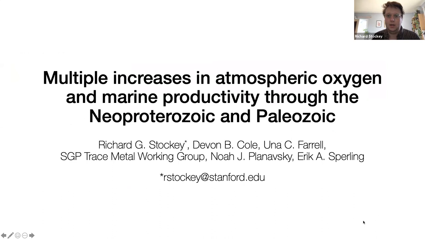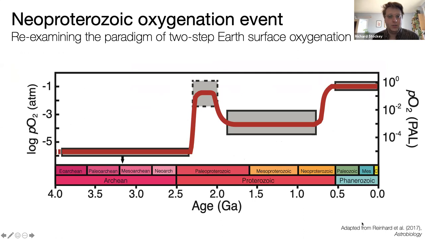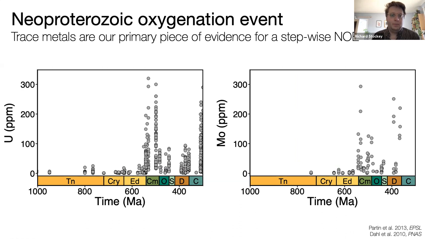Many of you will be familiar with this reconstruction of atmospheric oxygen over Earth history. Today, I'd specifically like to address the second increase that's commonly reconstructed in the late Neoproterozoic, the so-called Neoproterozoic Oxygenation Event. And our best evidence for a stepwise Neoproterozoic oxygenation event arguably comes from the trace metal record. As you can see from these compilations of uranium and molybdenum concentrations in black shales compiled by Camille Partin and Thijs Dahl and colleagues, we see a major step change in the concentrations of these metals around the Ediacaran-Cambrian boundary.